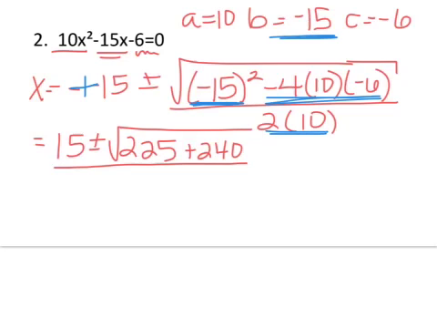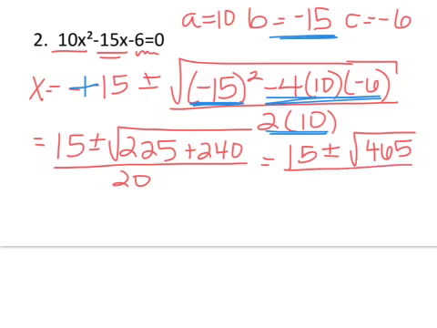2 times 10 would give us a 20 on the bottom. Alright, so in our square root, we'd have 15 plus or minus the square root of 225 plus 240, which gives us 465 over 20. When you put the square root of 465 in the calculator, it's not going to come out evenly like it did in the previous problem. For right now you're going to leave them as decimal answers.